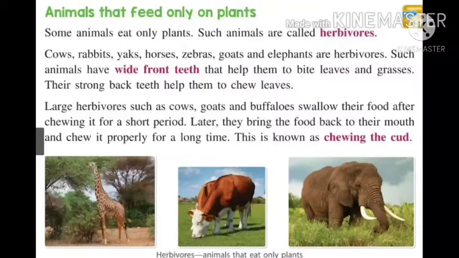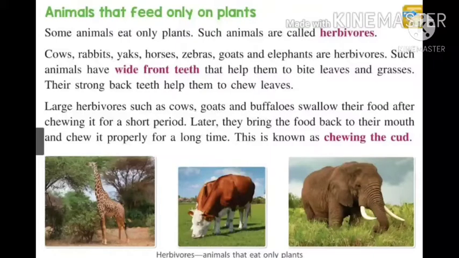Large herbivores such as cows, goats and buffaloes swallow their food after chewing it for a short period. Later, they bring the food back to their mouth and chew it properly for a long time. This is known as chewing the cud.